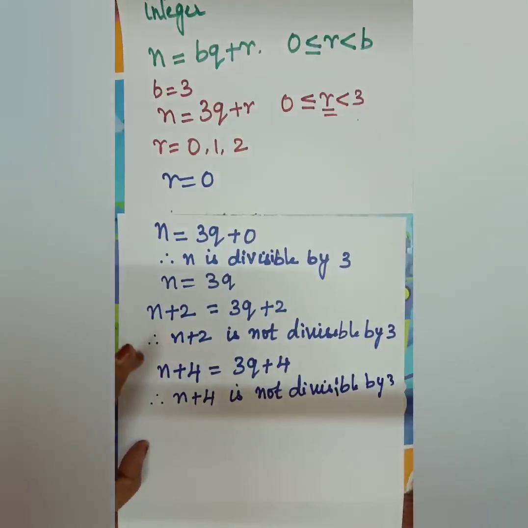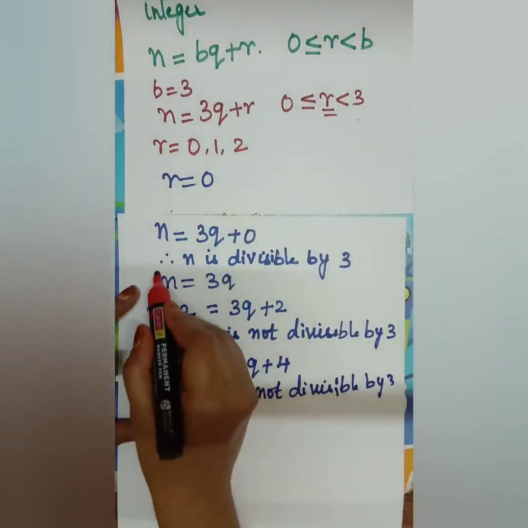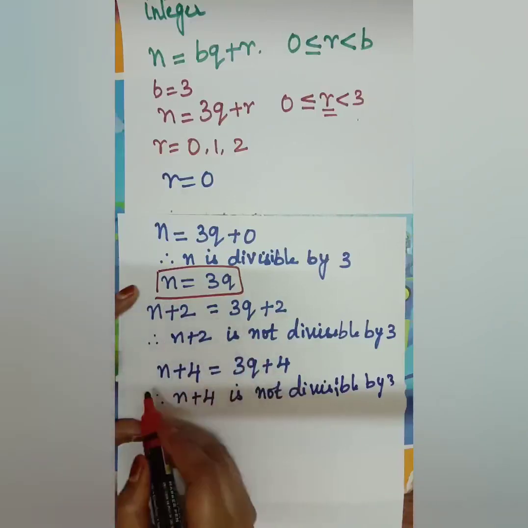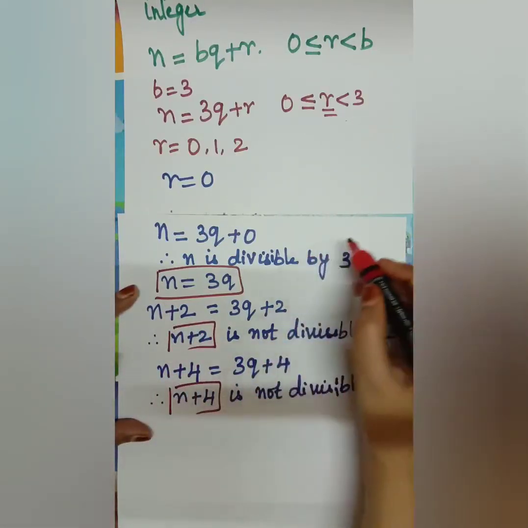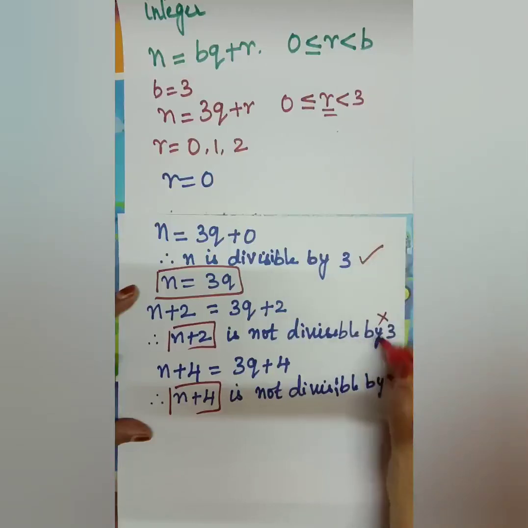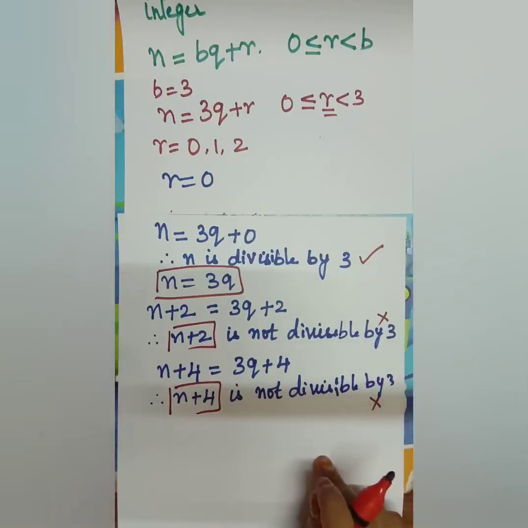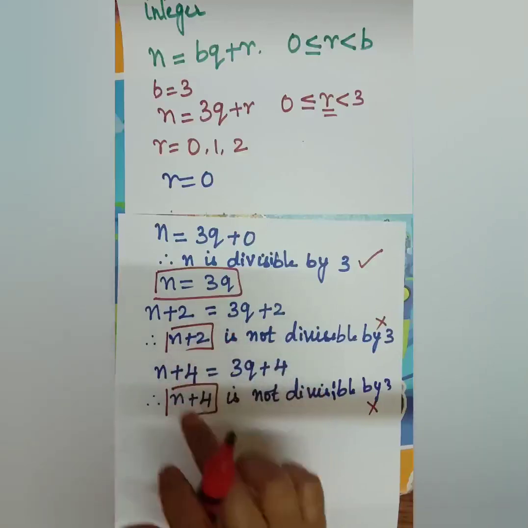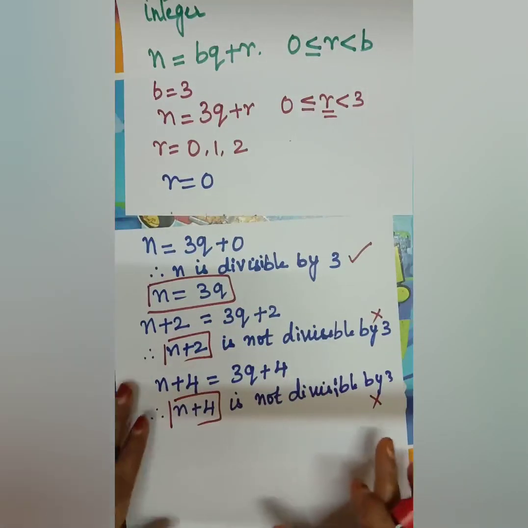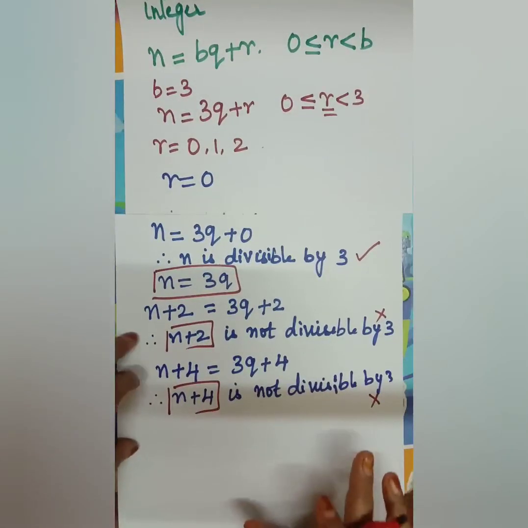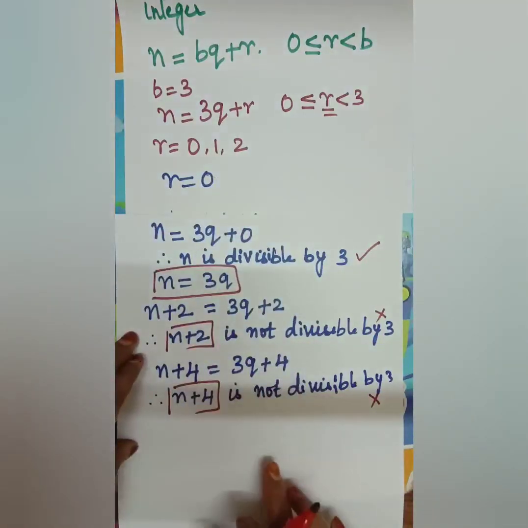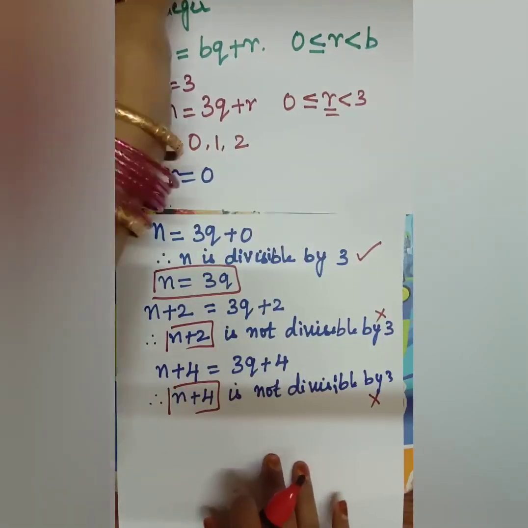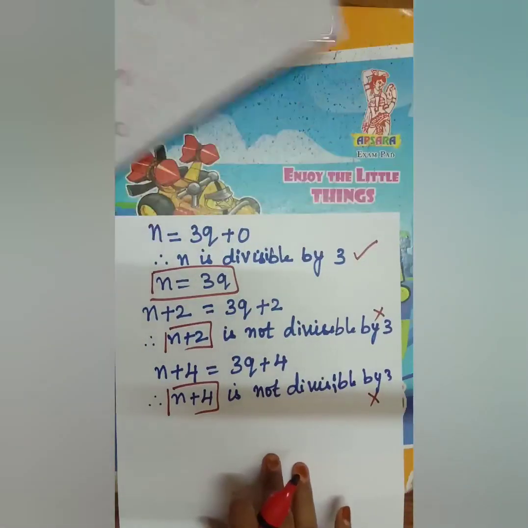That means out of these 3, that is n, n plus 2 and n plus 4, only one is divisible and the rest two are not divisible. We have shown that one and only one out of these 3 is divisible by 3 when r is equal to 0. Now we are going to substitute r equal to 1 and check which one of these 3 is divisible.